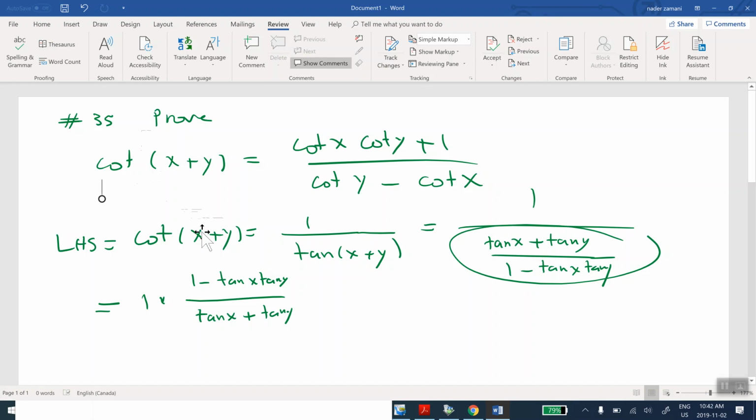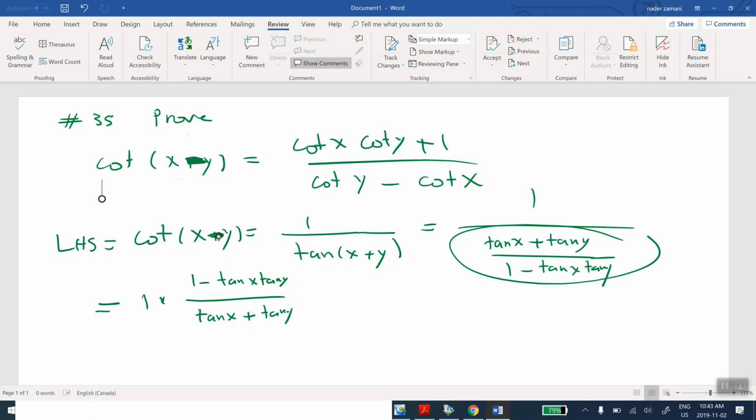I just noticed that there was a mistake here, number 35. This is a minus. I'm sorry, this is a minus. Right hand side is correct. So if this is a minus, please make sure you correct this. This is what you want to prove with a minus sign.